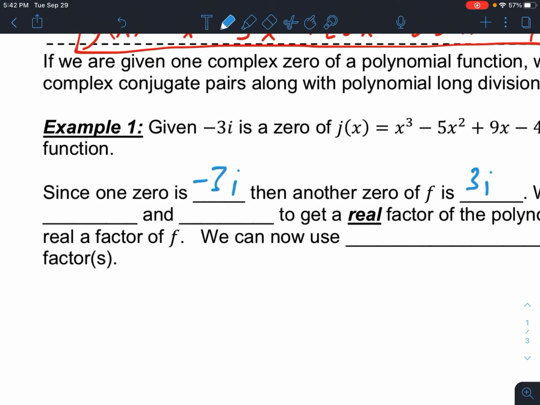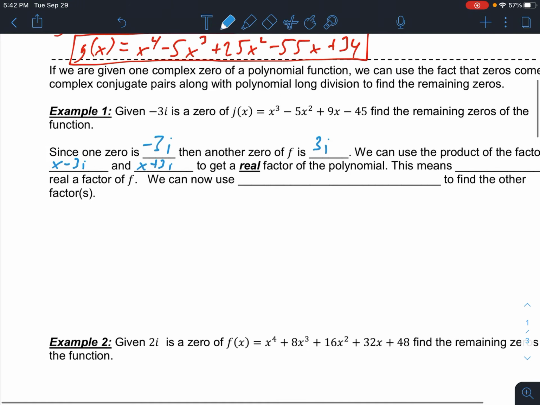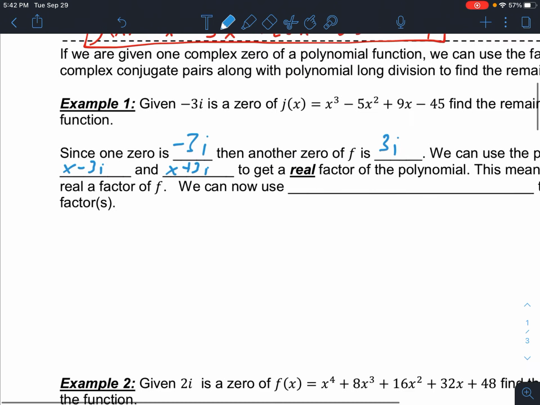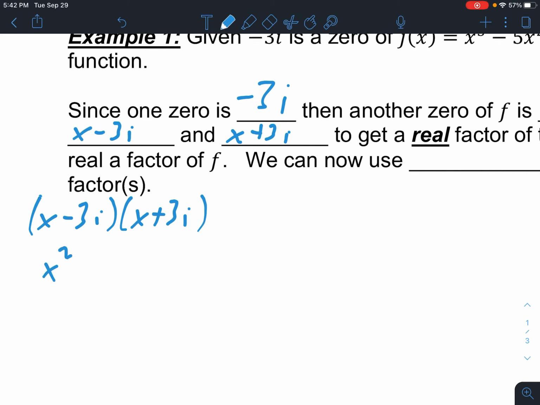We can use the product of the factors x minus 3i and x plus 3i to get a real factor of the polynomial. So let's do that. By FOIL, we get x squared plus 3ix minus 3ix minus 9i squared. Middle terms cancel out, so we're left with x squared minus 9i squared. Remember that i squared is just negative 1. So this is x squared plus 9.